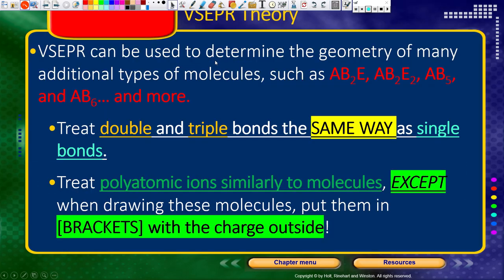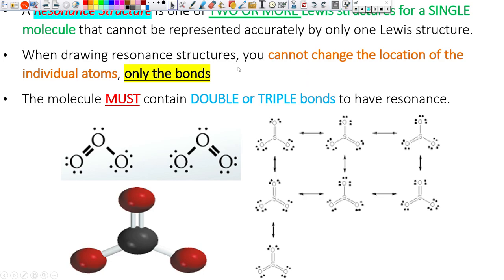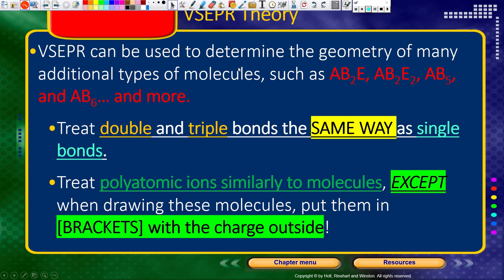All right. Last part. VSEPR can be used to determine the, again, as you see geometry, what is it? Shape. I'm going to show you these tomorrow. Determine the shape of many additional types of molecules. We've covered AB2E. We've covered AB2E2. There is an AB5. There's an AB6. And there are more. We'll talk about those tomorrow.